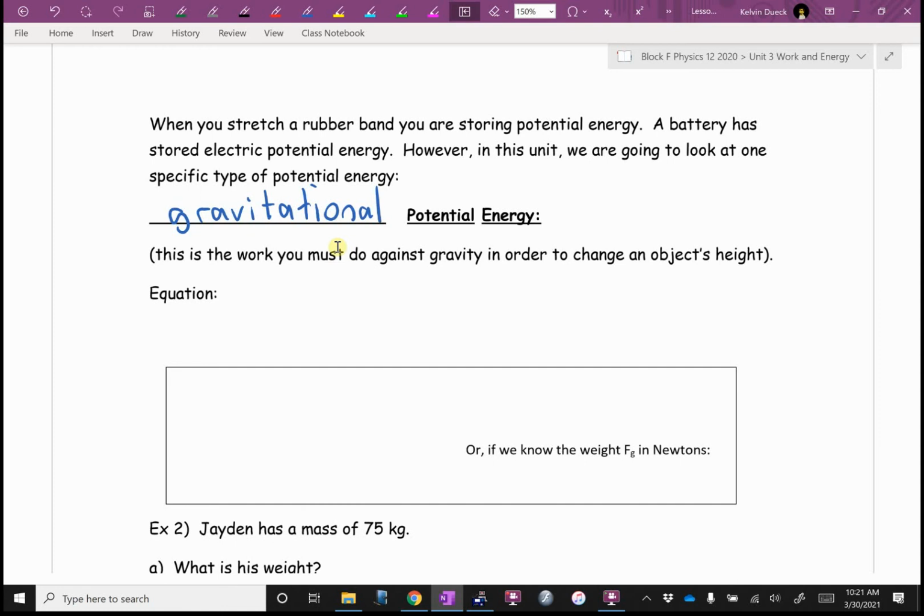Diego, what was the PE equation that you read from the formula sheet? PE equals mgh. So Diego said PE equals mgh. I should be very specific: PE from gravity equals mgh. Or if you know the object's weight in newtons, PE equals the force of gravity times h. That's the amount of stored energy that an object gets by lifting it.